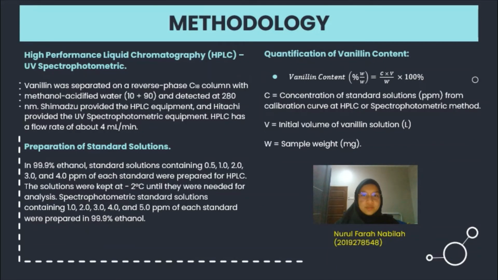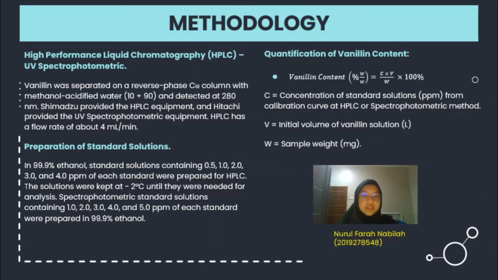HPLC UV spectrophotometric. In HPLC UV spectrophotometry, vanillin was separated on a reverse phase carbon-18 column with methanol acidified water and detected at 280 nm wavelength. The HPLC equipment is from Shimadzu and UV spectrophotometry equipment is from Hitachi. HPLC has a flow rate of 4 ml per minute.